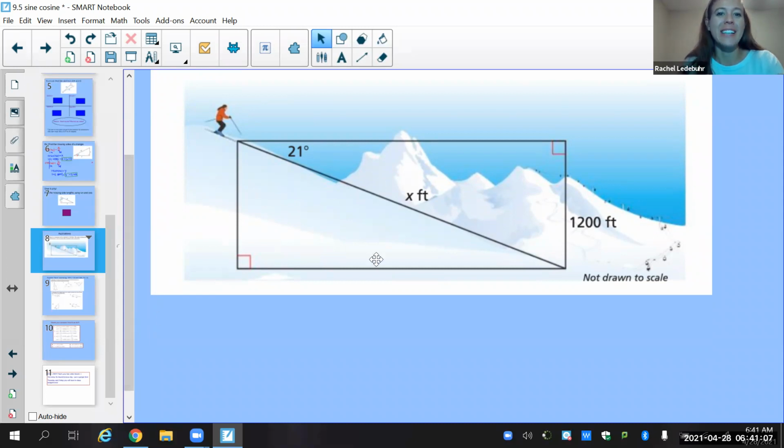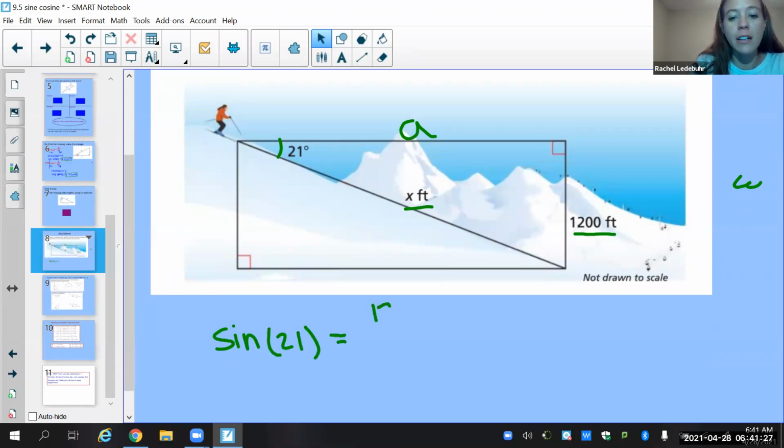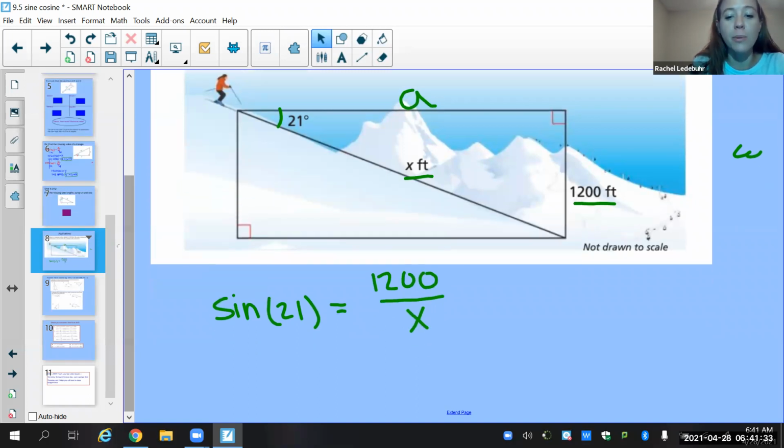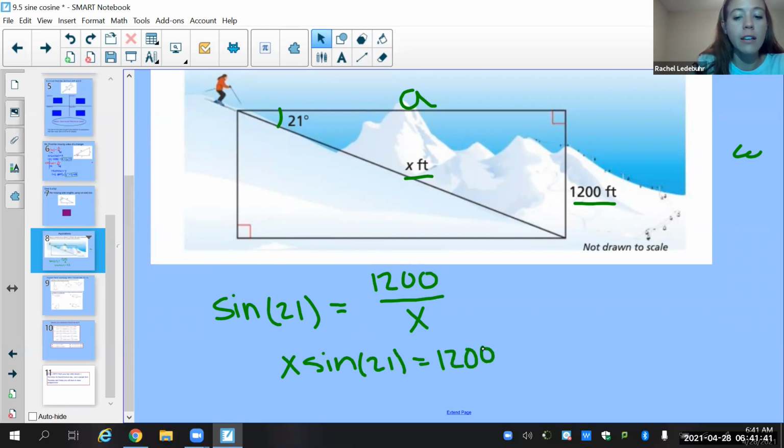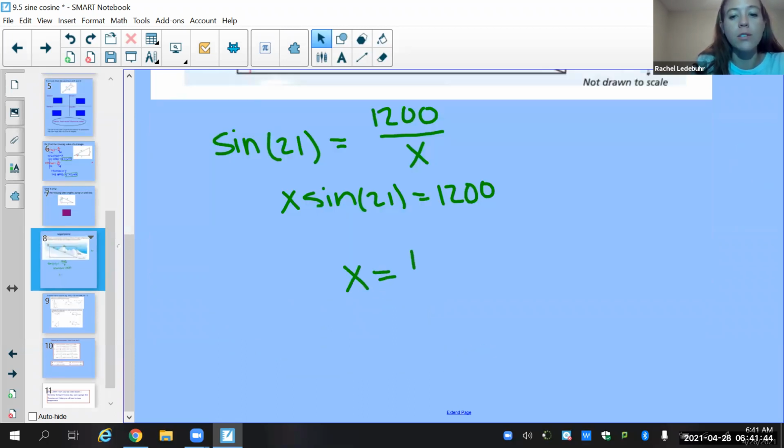Hopefully you said sine, because, and we'll walk through this, here's my angle. The pieces of information that I have are the opposite and the hypotenuse. This one would be the adjacent, and I don't have that. So I'm going to use the sine of 21 is equal to the opposite side, 1,200, over the hypotenuse x. Now it's just algebra. Multiply by x, and then divide, so that x is equal to 1,200 divided by the sine of 21.